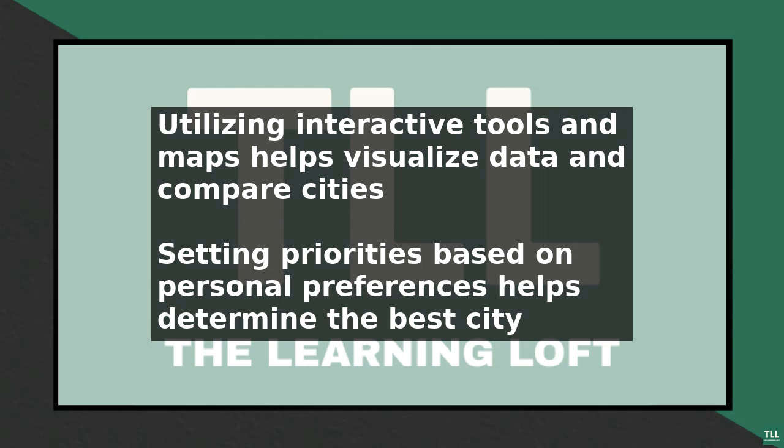It is also essential to consider external factors such as cultural amenities, transportation options, and access to healthcare when evaluating cities. When analyzing city comparisons, it is crucial to set priorities based on your personal preferences and needs. Assign weights to each category according to your priorities and calculate a weighted average to determine the best city for you. By following these steps and considering multiple factors, you can make an informed decision and choose the city that best fits your lifestyle and preferences.